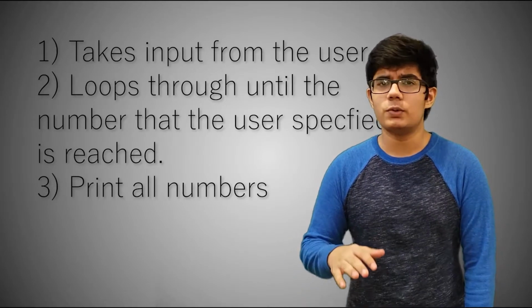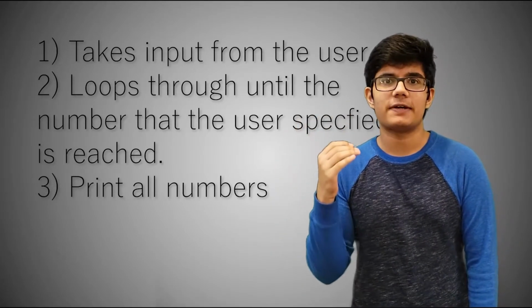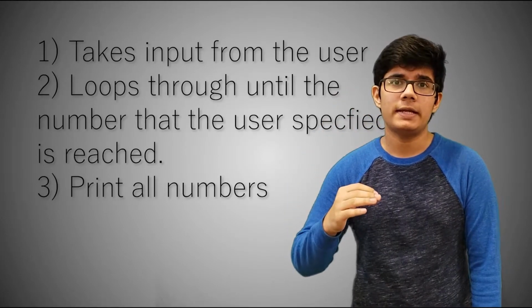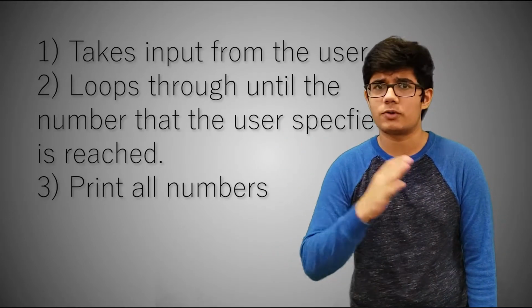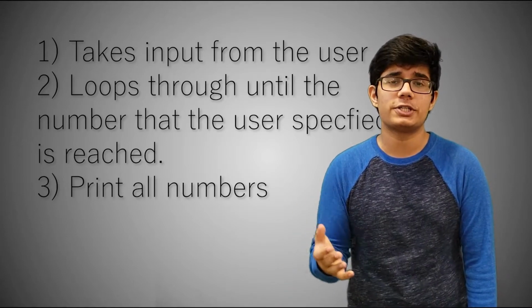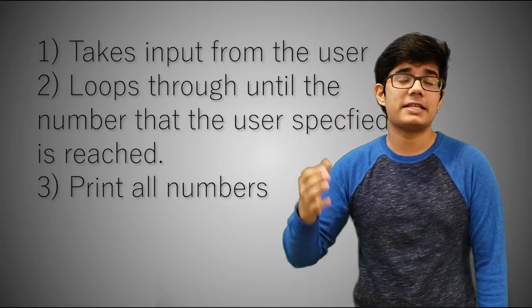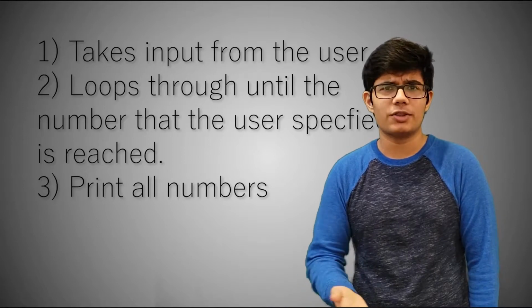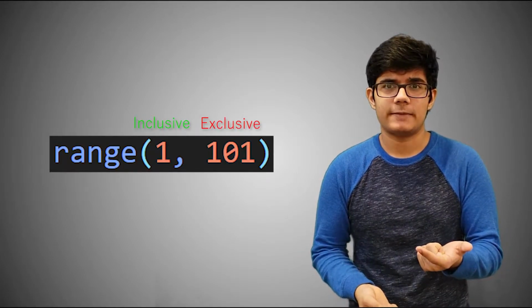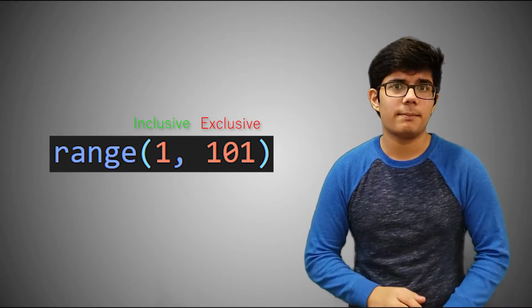Now you're going to write a program that takes input from the user, and then loops through until that upper bound that the user specifies. It loops all the way through that number and prints all of those numbers out. So it's essentially the same as the previous program, except we're using a loop to ensure that we can print all of the numbers that the user specifies, not just 1 through 100. So it could be 1 through 10 or 1 through a million. Make sure in writing this program that you remember what parts of the range function are inclusive and exclusive. Now pause the video, write the program, and come back.